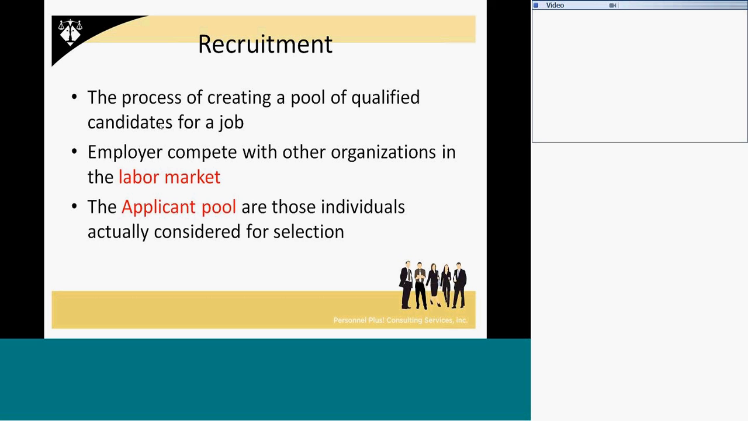The term applicant pool refers to the people who have actually satisfied whatever your requirements are for being considered for hire. And as far as EEO rules are concerned, anyone who has completed whatever your requirements are is considered to be an applicant. So if, for example, you say, I must have an application form and a resume, people who complete those two steps are legally considered to be applicants.